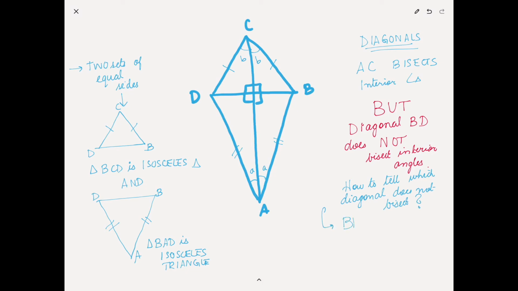So how will we tell which diagonal does not bisect the interior angles? BD is the diagonal that does not bisect the interior angles, and BD is the diagonal that separates the two isosceles triangles. It's the line that comes between the two separate isosceles triangles. That's the diagonal that does not bisect the interior angles.